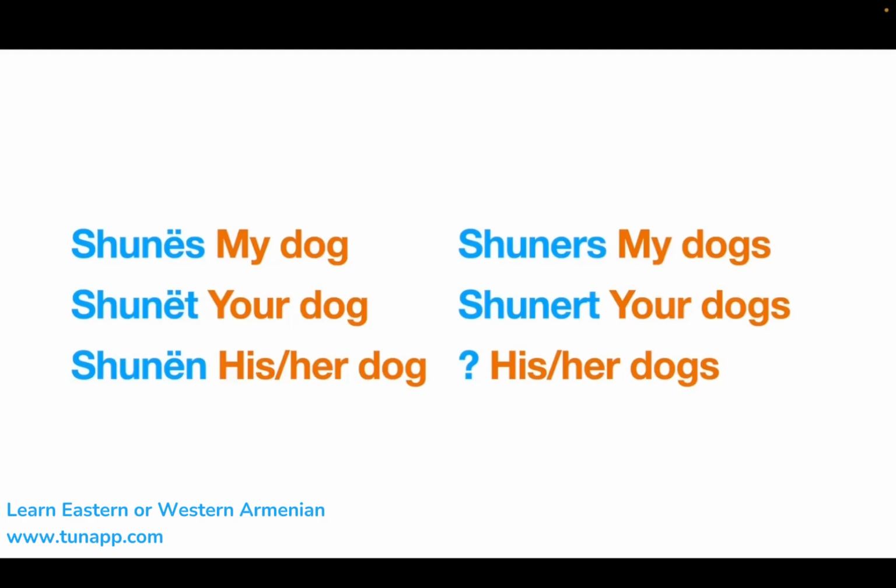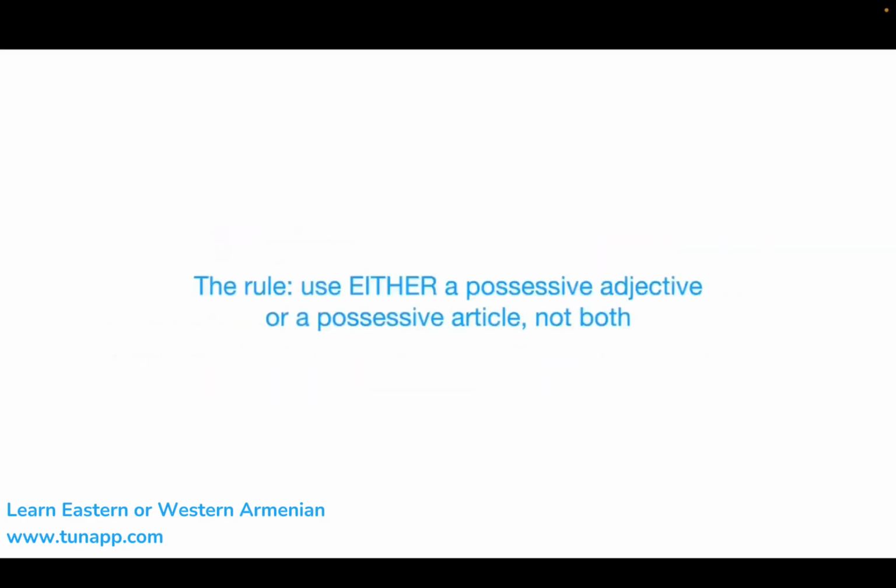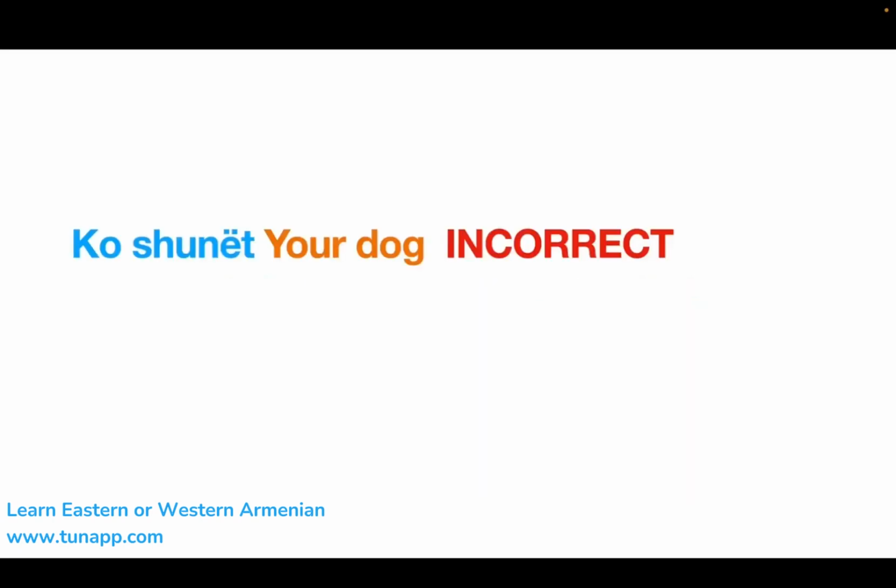Shun meaning dog, in both instances meaning dog plural or dogs, and the suffix s at the end to indicate that it's my dog, or t at the end to indicate that it's your dog. And in this case, both in the plural and the singular form, my dog, my dogs, your dogs, and so on, we will use either a possessive adjective or a possessive article, not both.